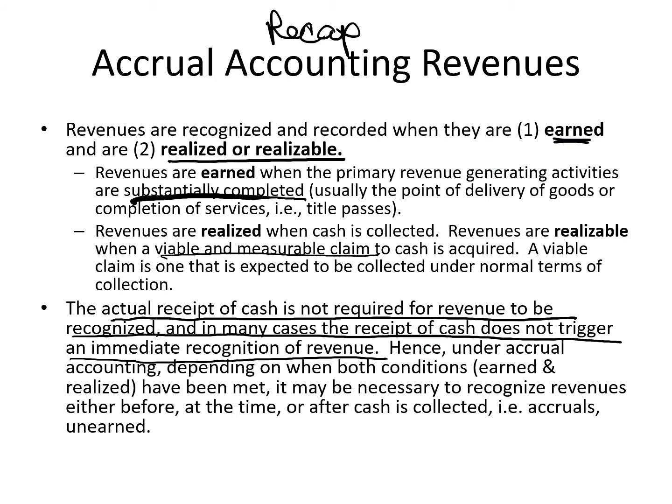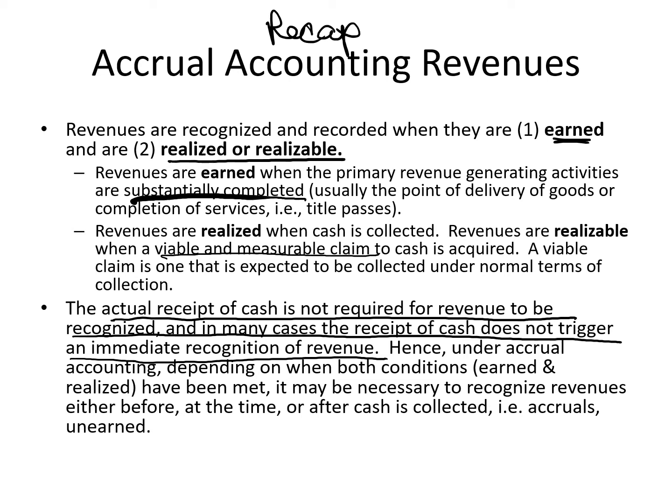So to recap, with accrual accounting, revenues have to be realized or realizable, and the transaction needs to be substantially completed, meaning at the point of either the title passing or the bundle of services that are related to that revenue have been fulfilled. So each and every one of them.